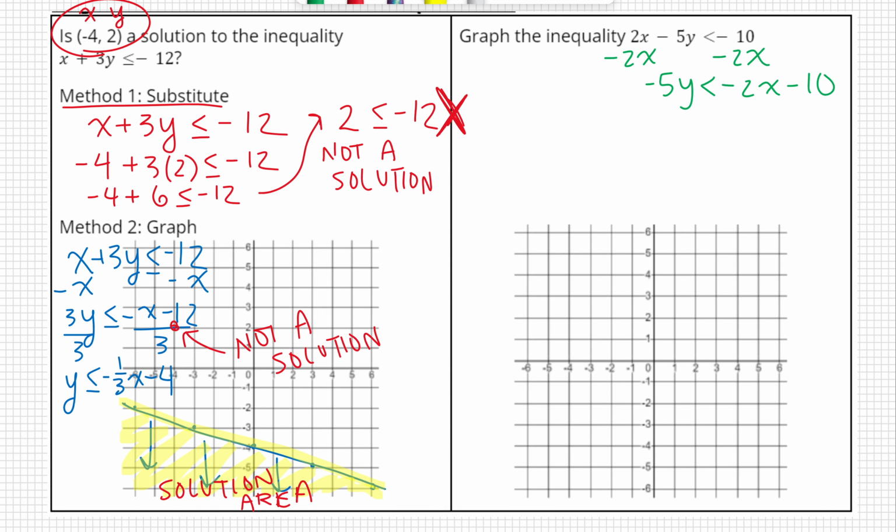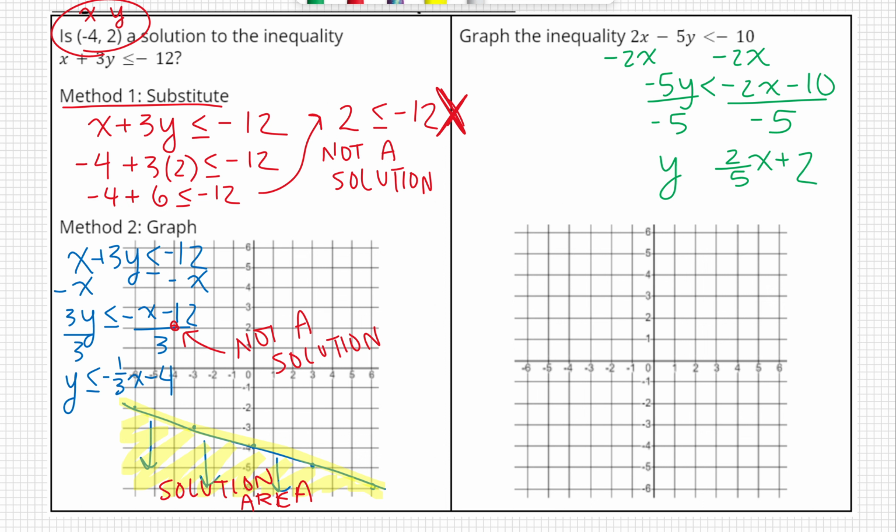The symbol: when you have an inequality and you divide by a negative number, and we're dividing by a negative number right here, then you have to switch the symbol. Now I'm going to switch the symbol to a greater than. So don't forget this part here. We started with the less than, switched it to a greater than. And then this is my final inequality: y is greater than 2/5 x plus 2.